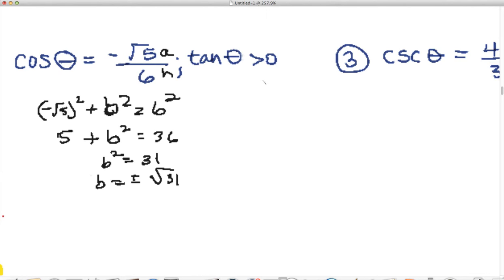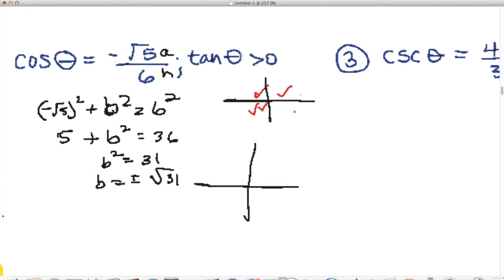So let's figure out what quadrant we're in. Where is tangent positive and yet cosine's negative? Well, tangent's positive in the first one, they're all positive, and in the third quadrant. And then cosine's negative in this quadrant here and this quadrant there, because it's positive in these two. So as a result, we know we're in the third quadrant, so let's draw our triangle.